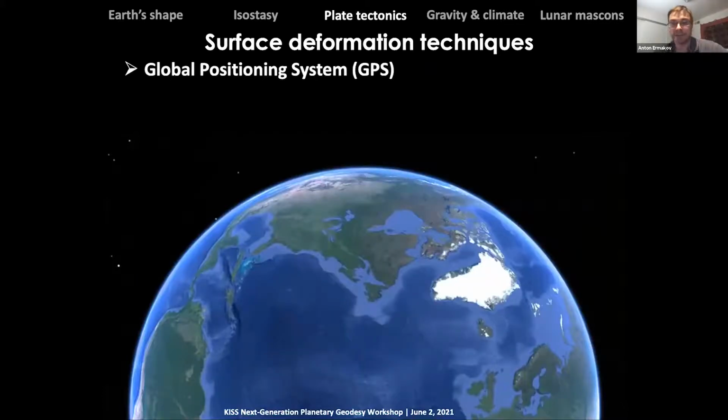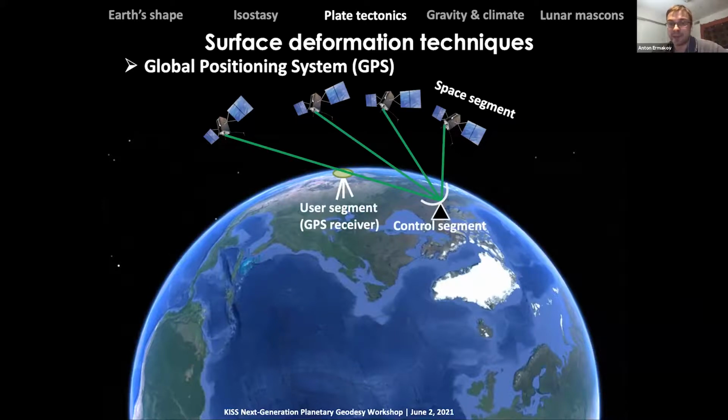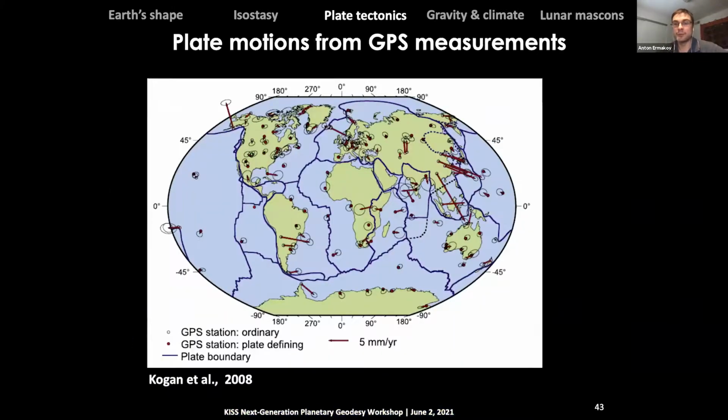Later, the global positioning system made surface motion studies much more accessible. In GPS, the position of a receiver on the surface of the Earth is determined by simultaneous distance measurement to multiple GPS satellites, whose orbits are determined by a variety of reference stations on the Earth. This figure shows the GPS-based solution for plate motion. So in summary, while the details of plate tectonics are being worked out right now, space geodesy has proven to be an invaluable data set for assessing the Earth's tectonism.